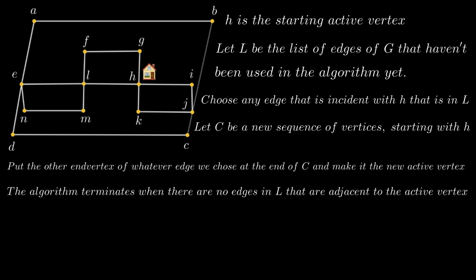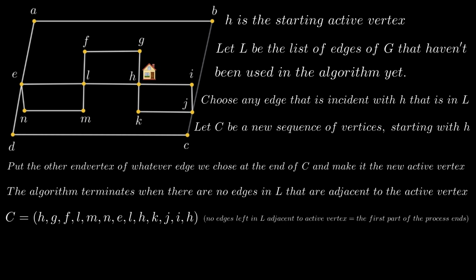So let's see how this is done by example. Let's start from H. So from H we go to G, then to F, then to L, then to M, then to N, then to E, then to L, then to H, then to K, then to J, then to I, then to H. And the process terminates because there are no edges left in L which are adjacent to the active vertex H. We've used them all up already.